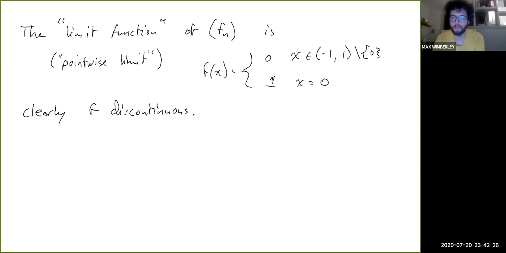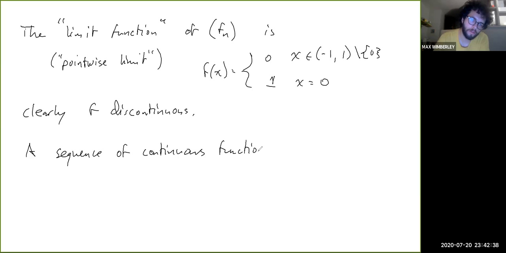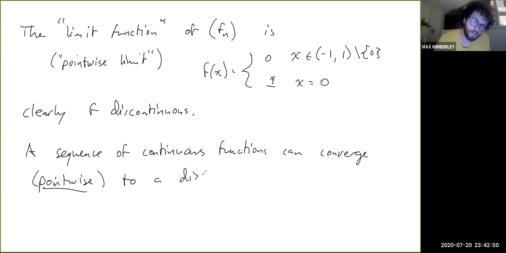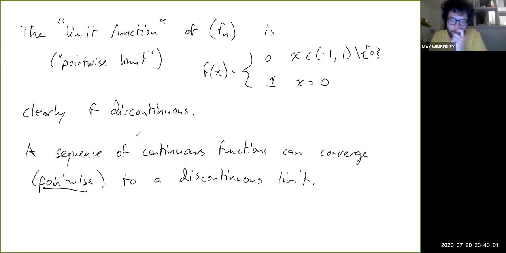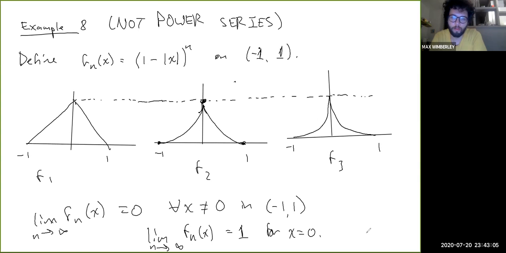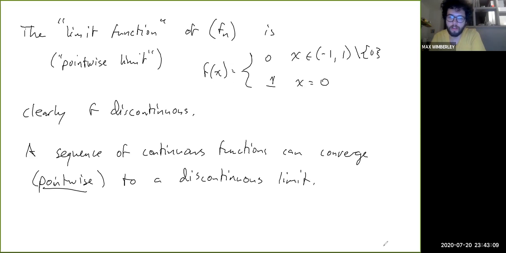So the point is a sequence of continuous functions can converge pointwise to a discontinuous limit. Okay. So, right, you can tell that each fn is continuous, but the limit is actually discontinuous. So that's why we can't just say that a power series is automatically continuous just because each partial sum is continuous, right? No. The logic there is not valid. We need something stronger, okay?